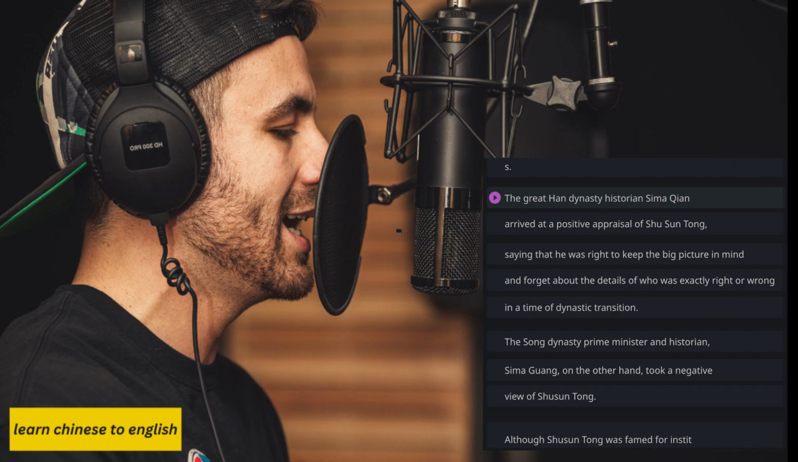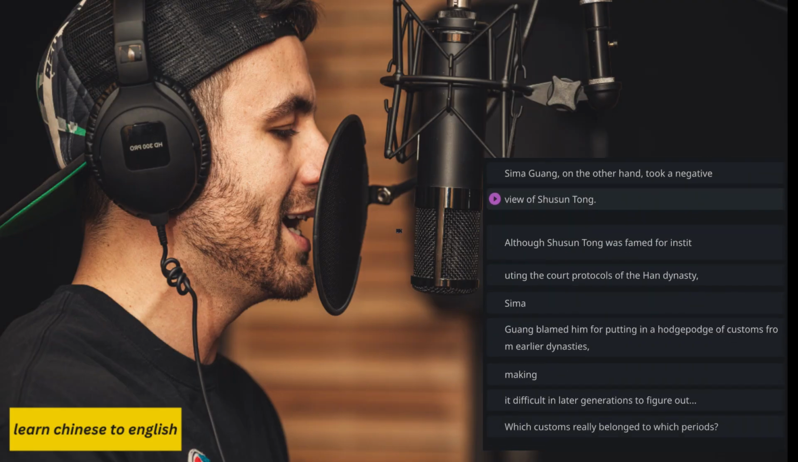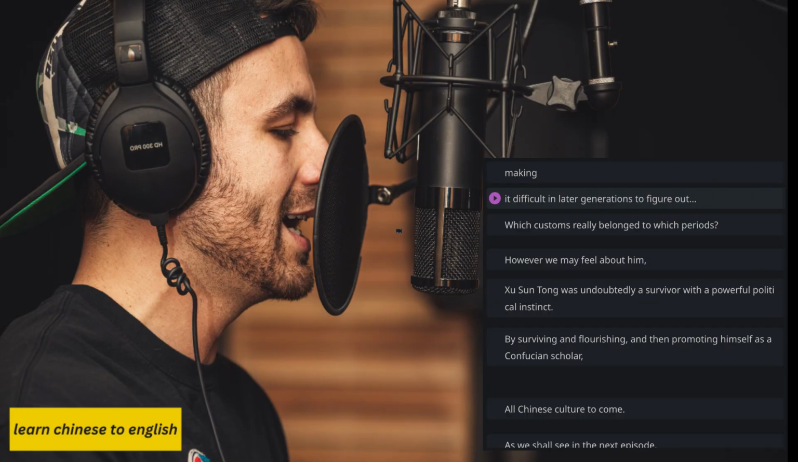The great Han Dynasty historian Sima Qian arrived at a positive appraisal of Shusun Tong, saying that he was right to keep the big picture in mind and forget about the details of who was exactly right or wrong in a time of dynastic transition. The Song Dynasty prime minister and historian Sima Guang, on the other hand, took a negative view of Shusun Tong. Although Shusun Tong was famed for instituting the court protocols of the Han Dynasty, Sima Guang blamed him for putting in a hodgepodge of customs from earlier dynasties, making it difficult in later generations to figure out which customs really belonged to which periods.